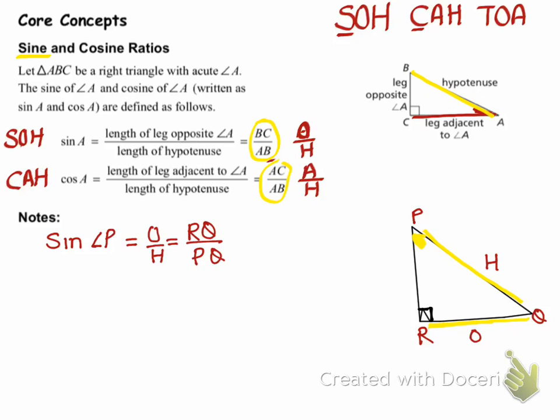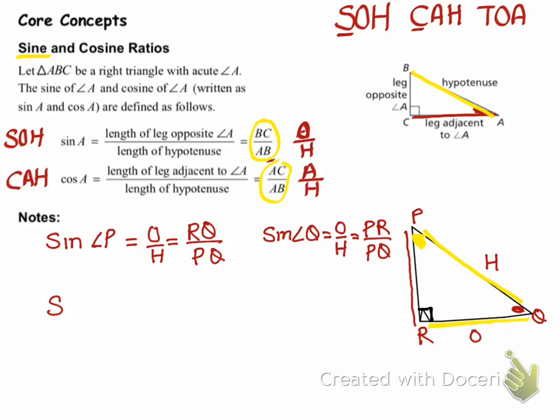But if I don't want the sine for angle P and want the sine ratio for angle Q, Q is here, and my opposite is going to be this one. So in that case, opposite over hypotenuse is PR over PQ. That's it for that.